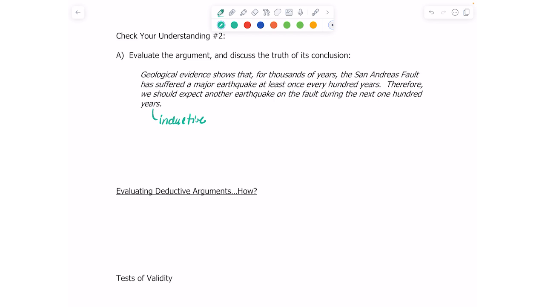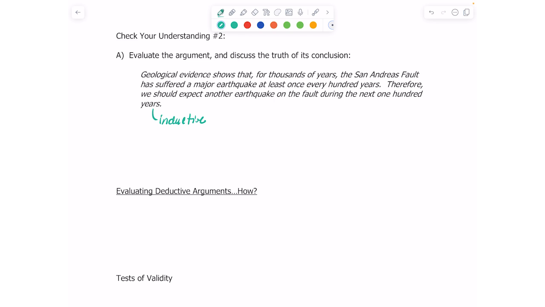So if someone was saying this to you, would you be able to infer that another earthquake will occur just because there was a major earthquake at least once every 100 years, and because it's been over 100 years, in this case, I don't know the exact, but I know it's over 100, that we should be due for a major earthquake there at any moment? That's not necessarily the case, right?